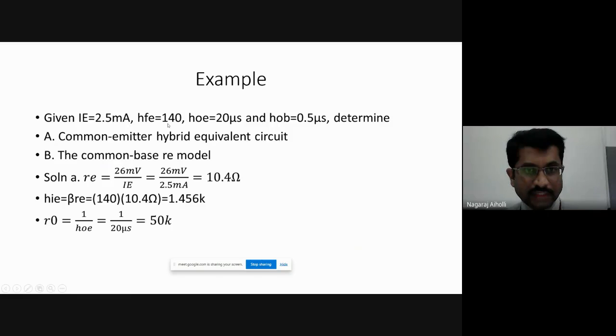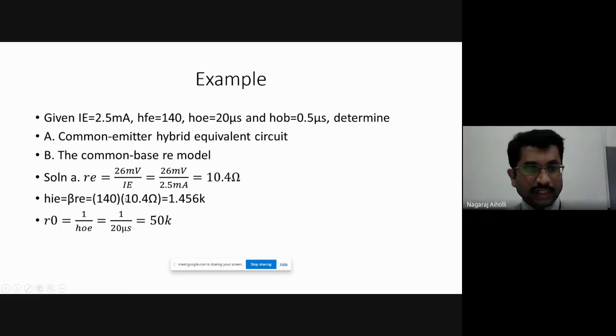Beta is given, that is hfe. hfe is also called beta. hfe and beta are one and the same; hfe is in the hybrid parameters, beta is in the re model. If we know beta into re, then we can find hie. But we don't know re, so let us find re first. According to the standard formula, re is given by 26 millivolt by IE. That is 26 millivolt divided by IE, which is 2.5 milliampere. Substituting, that will be 10.4 ohms.